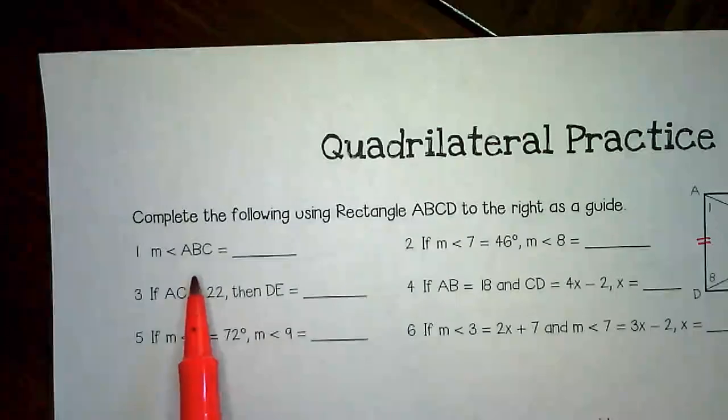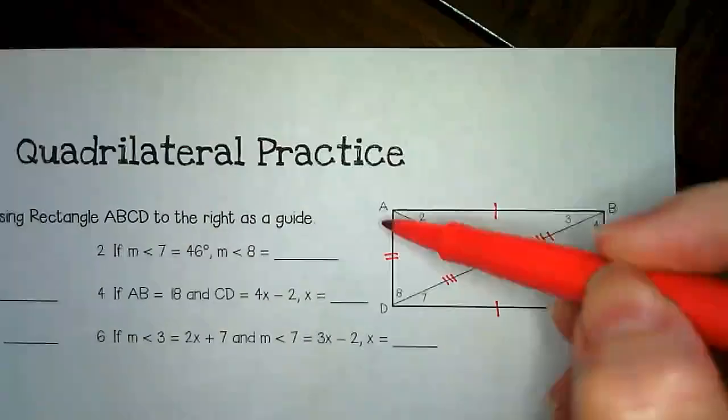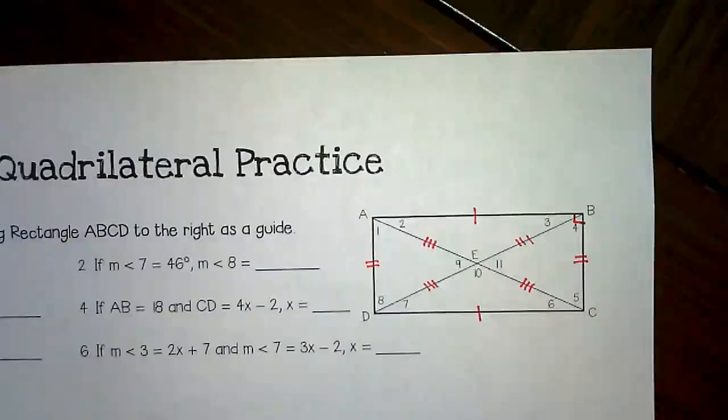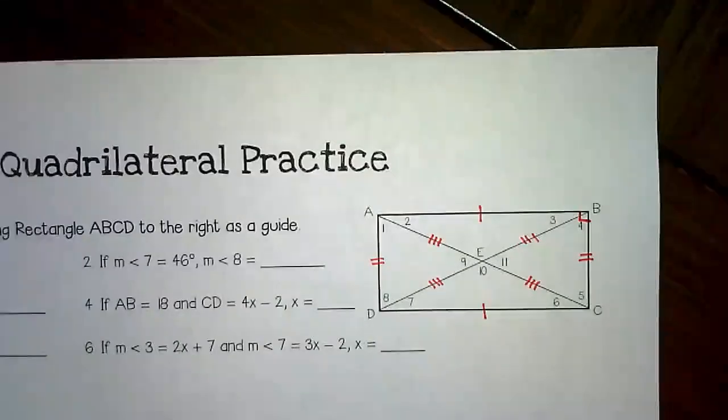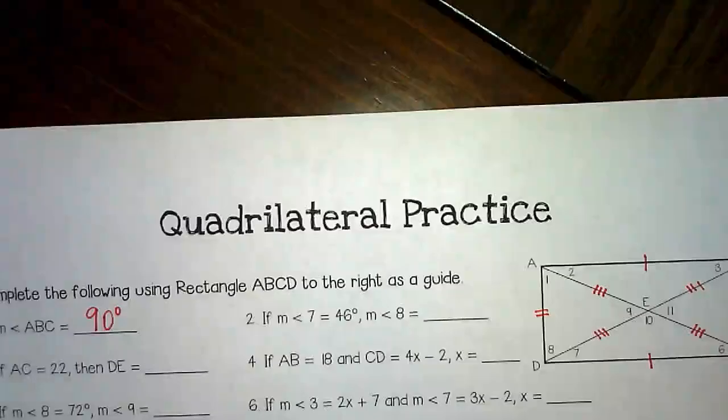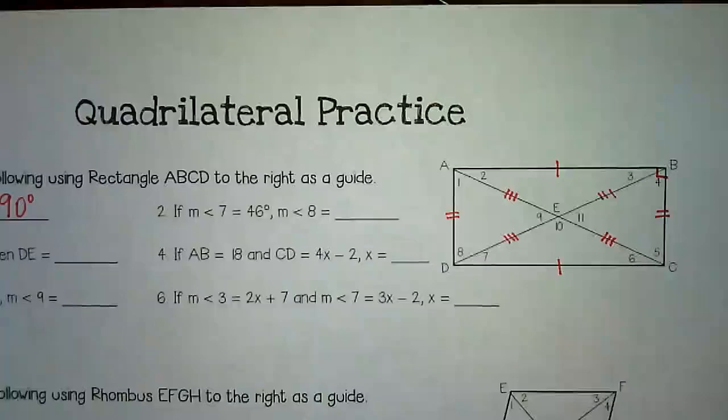So first up, we are asked for the measure of angle ABC. So ABC is this corner right here, and we know since it's a rectangle that that's going to be a right angle. So we know that that one is 90 degrees.